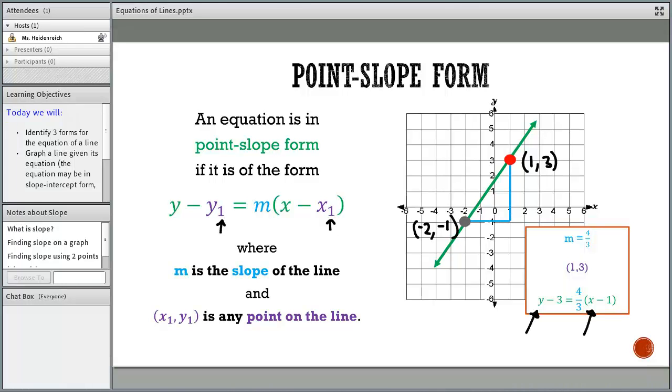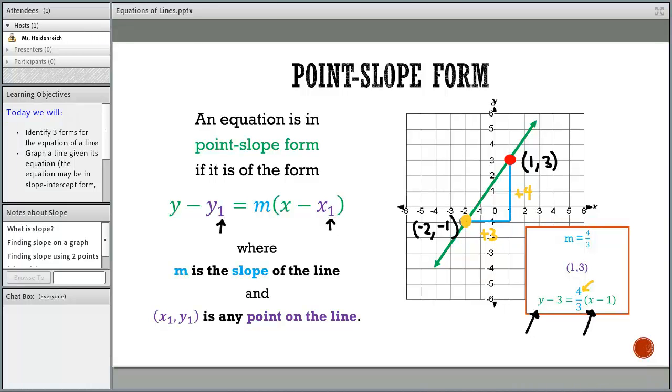And my slope can be found between those 2 points. So if I zone in on this yellow point down here, to get to the other red point, I'm going right 3 and I'm going up 4. But remember that slope is rise over run. So my 4 is in the numerator, my 3 is in the denominator. And this is a positive slope because I'm going right and up to get to the next point. So my slope is 4/3, and you can see that I've filled in the slope value into my equation.